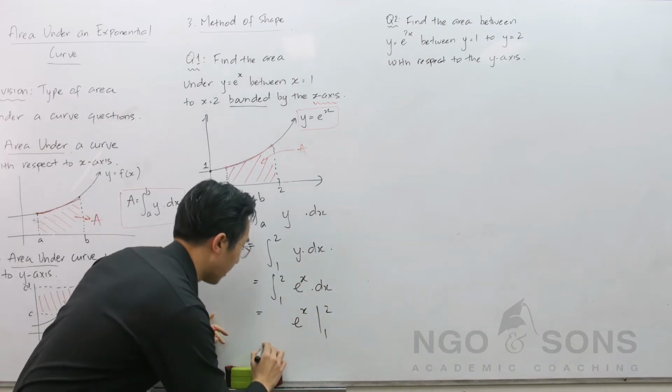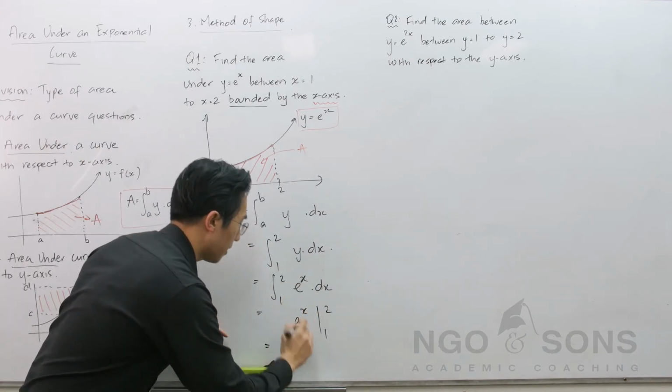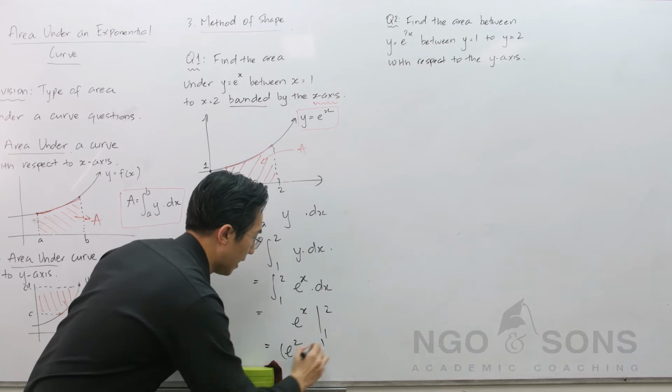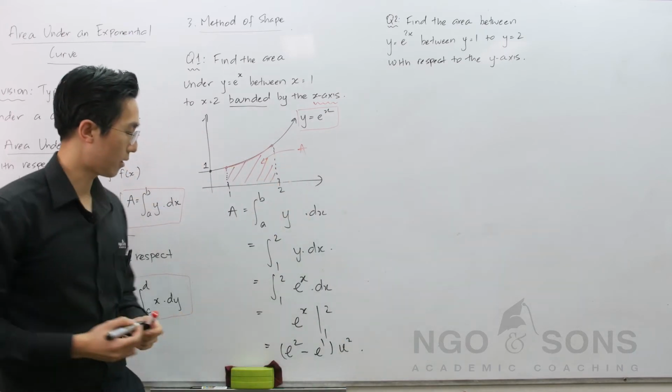Sub in the top one first, so it's e^2. Sub in the bottom, e^1. Always subtract, and it's in units squared.